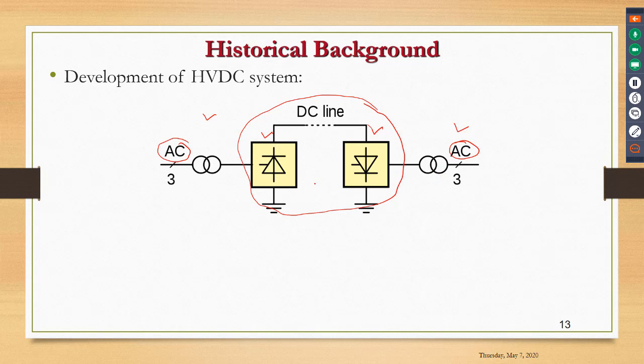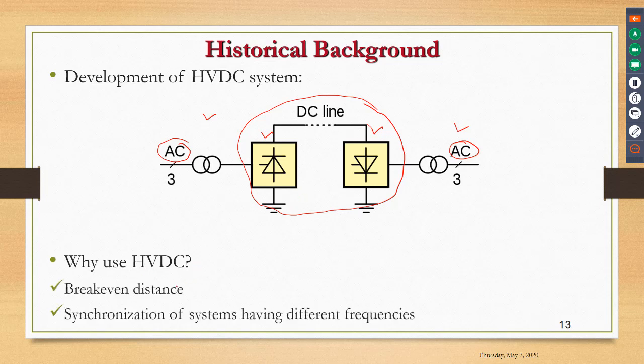So why it was in fact invented, let us see. Why then did the HVDC system come into the picture? It is because of these two facts. One is the break-even distance and the other one is the synchronization of systems having different frequencies. What is this break-even distance?